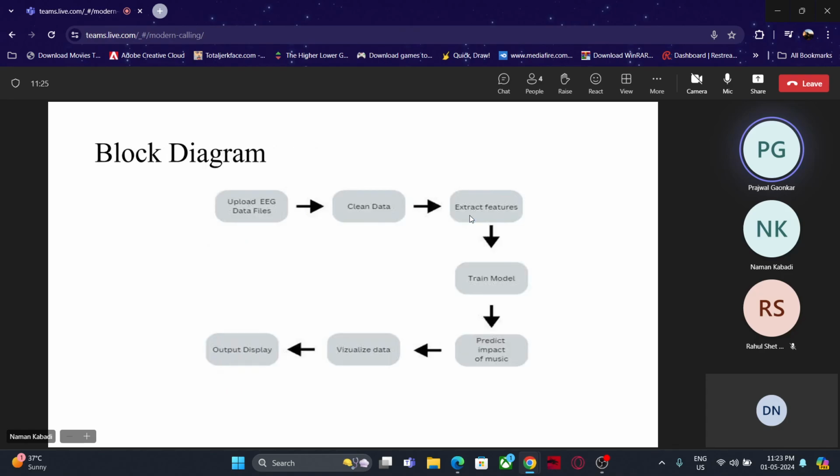This is the block diagram of our project. First, we will upload our EEG data files, and then we will clean the data and extract the features. Then we will train the ResNet model, and it will predict what impact happened on the person after hearing the music. Then we will visualize it in a graphical form, and it will be considered output in a graphical form.